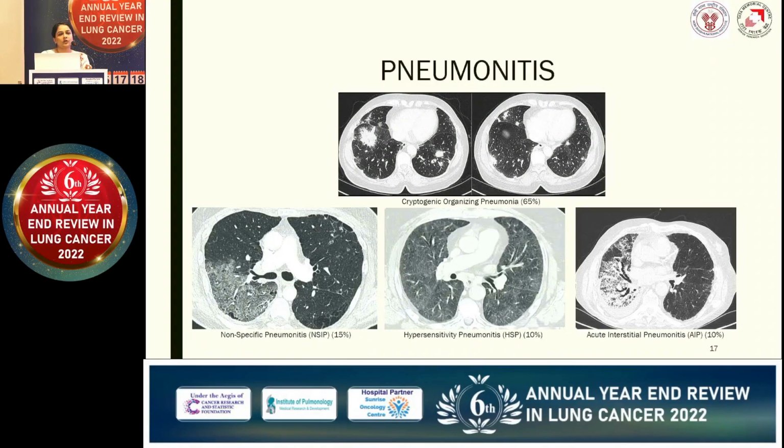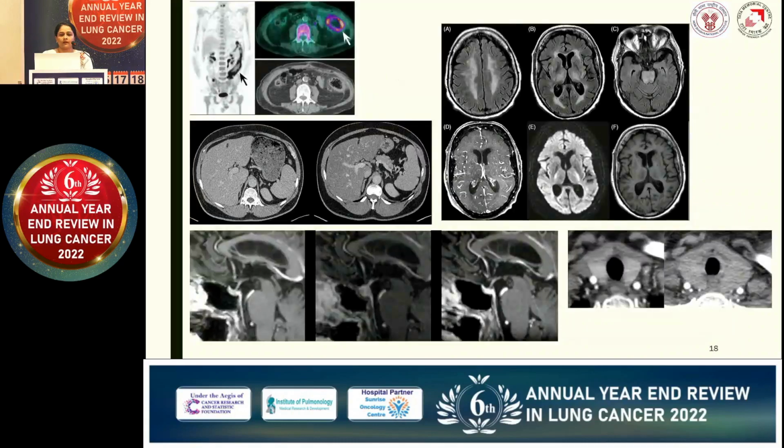The patterns that are commonly seen are most commonly cryptogenic organizing pneumonia, and of course NSIP, HSP, AIP and ARDS are other common pneumonitis features that are seen. In situations like this, one must bear in mind that bacterial pneumonias and radiation-induced toxicities need to be differentiated from immune-related adverse events.